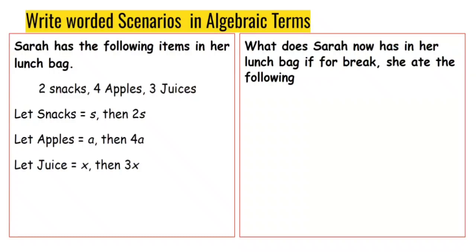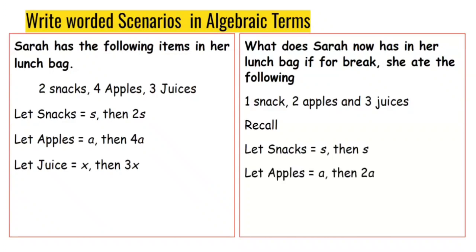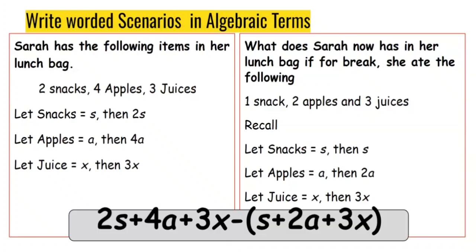For break, she ate the following. What did she eat? She had 1 snack, 2 apples, and 3 juice. We already defined these terms, so we can go ahead and simplify. If we join these together, we will end up with 2s plus 4a plus 3x. To eat the things for her lunch, that's subtraction, so she would have removed them. She would have removed s plus 2a plus 3x.